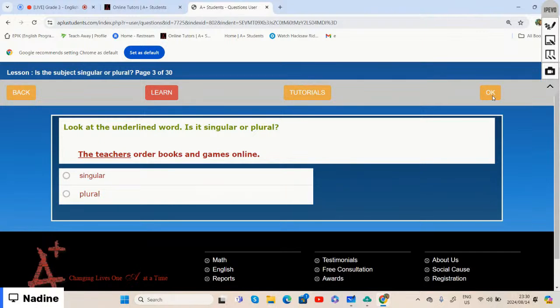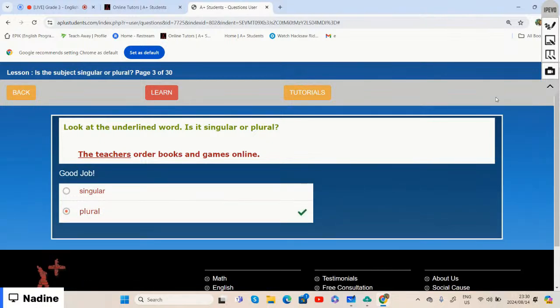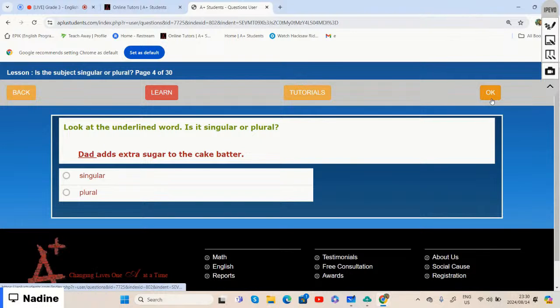Yes, so we would say the teachers, because we're referring to more than one teacher, is plural. Option two is correct. Plural because we are making mention of more than one teacher that orders books online. Dad adds extra sugar to the cake batter. So dad, is that singular because we're referring to one person, or is it plural?